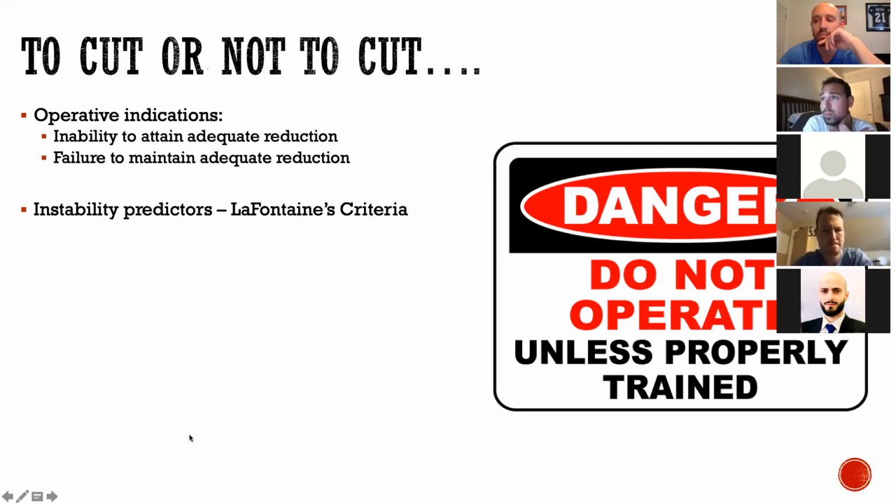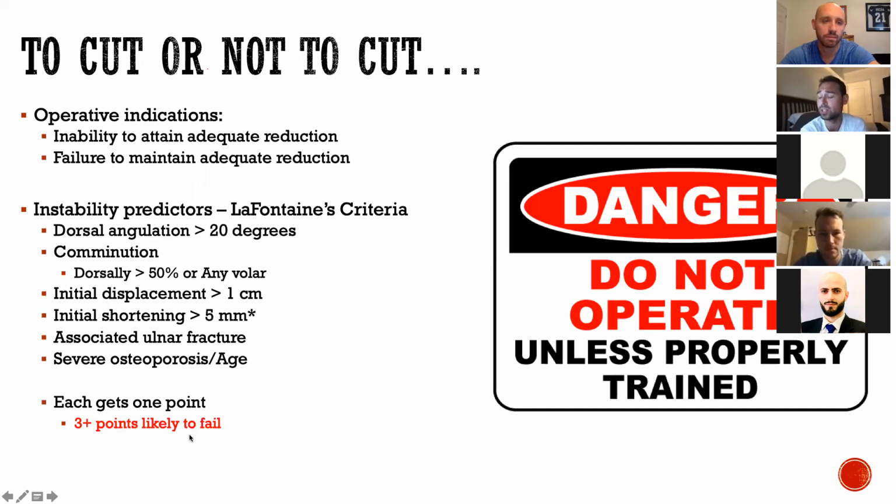So what basically clues you in that you're not going to be able to maintain a reduction? What lets you know that this is an unstable fracture? And that would be LaFontaine's criteria, which was a study done to evaluate what characteristics of fractures mean they're more likely to fall. So dorsal angulation greater than 20 degrees, comminution, either dorsally about 50% of that cortex or any volar comminution, initial displacement of 1 centimeter, initial shortening of about 5 millimeters, associated ulnar fractures, or old people with bad bone.